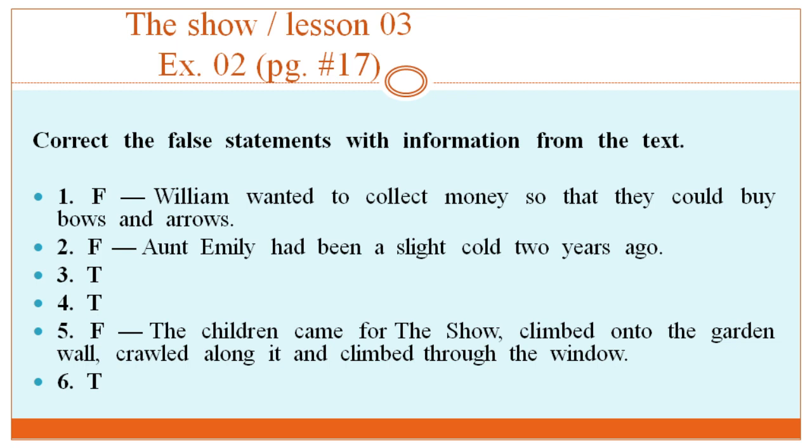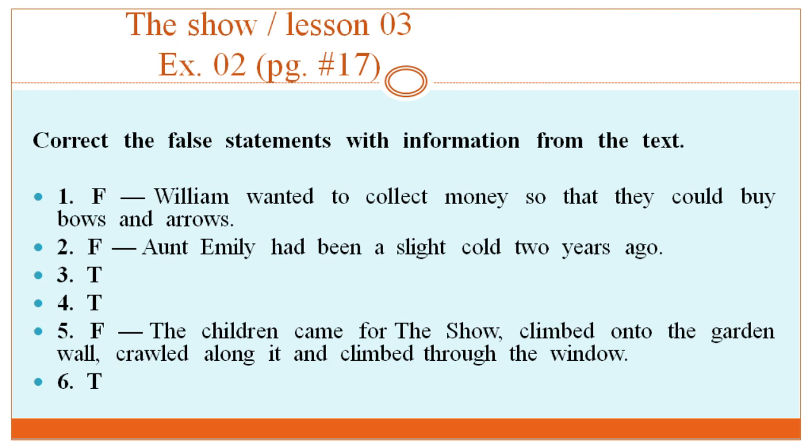You can see on your page number 17 exercise number 2 that says correct the false statements with information from the text. You are given 6 sentences. First, you have to identify whether the statement is true or false. And if the statement is false, you will have to write the true statement for the false ones. And you will have to write T for the true statements. Before we deal with the exercise, you should recall the story.